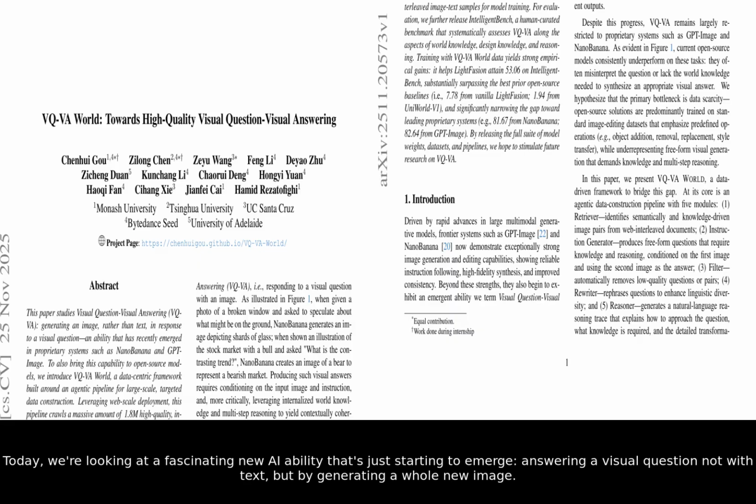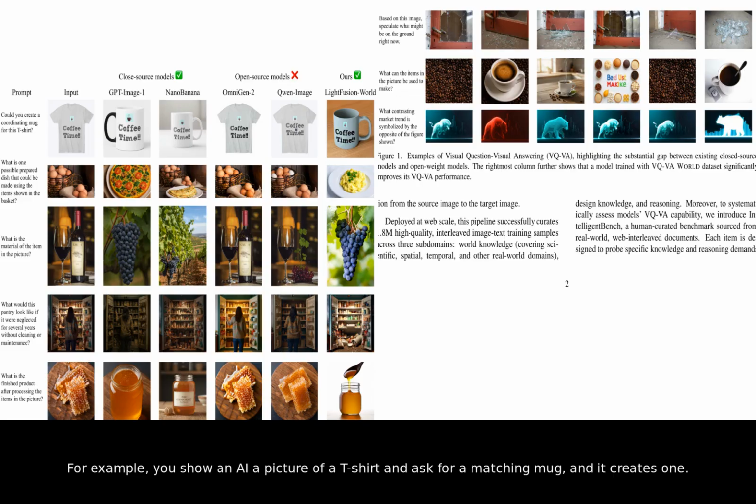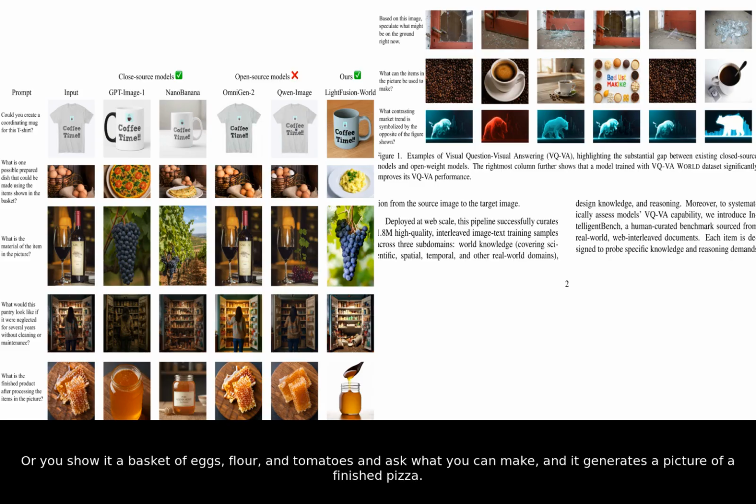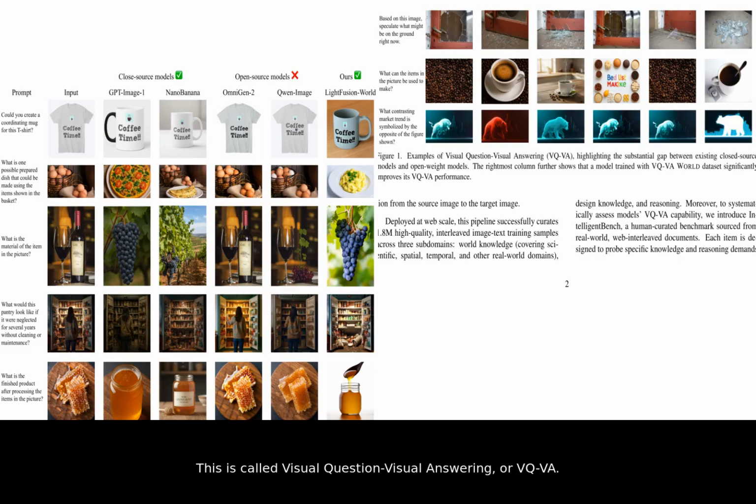Today, we're looking at a fascinating new AI ability that's just starting to emerge, answering a visual question not with text, but by generating a whole new image. For example, you show an AI a picture of a t-shirt and ask for a matching mug, and it creates one. Or you show it a basket of eggs, flour, and tomatoes and ask what you can make, and it generates a picture of a finished pizza. This is called Visual Question Visual Answering, or VQVA.